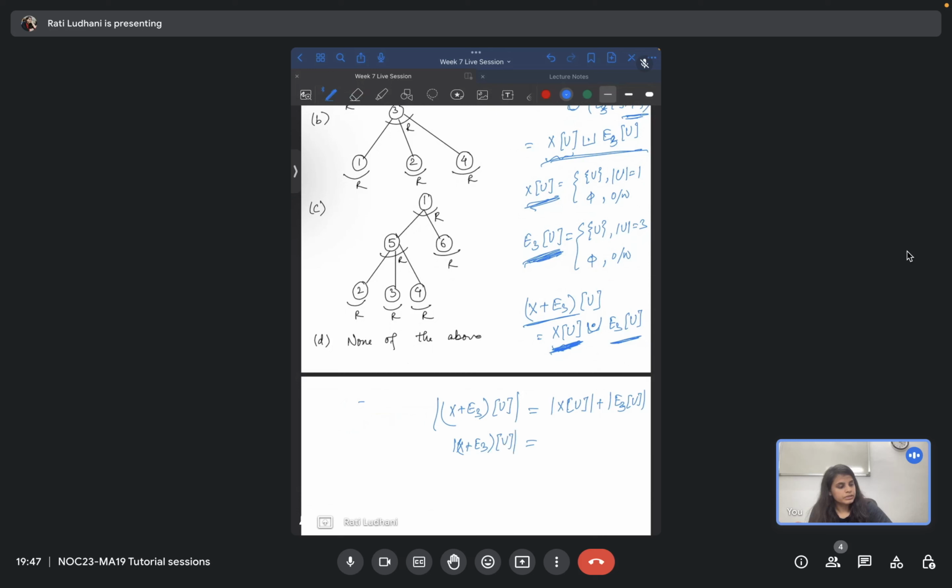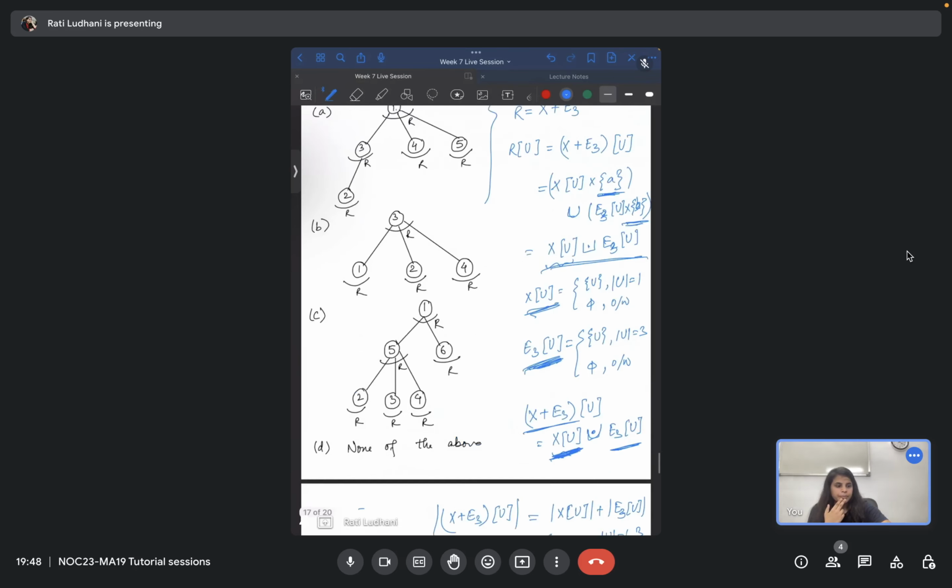this will be 1 if cardinality of u is either 1 or 3. If it is 1, then from x you will get a singleton. There is one structure using x if the cardinality of u is 1, and at that time e3 does not have any structure. And when cardinality of u is 3, then there is one structure from e3. So you will get 1. Otherwise, you'll just get 0. Is that clear? Yes, ma'am.